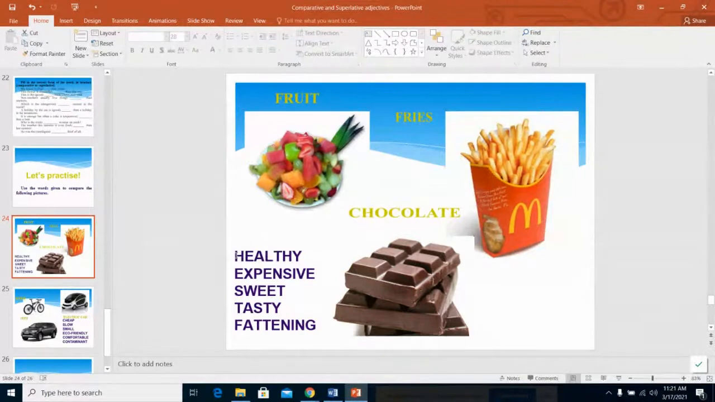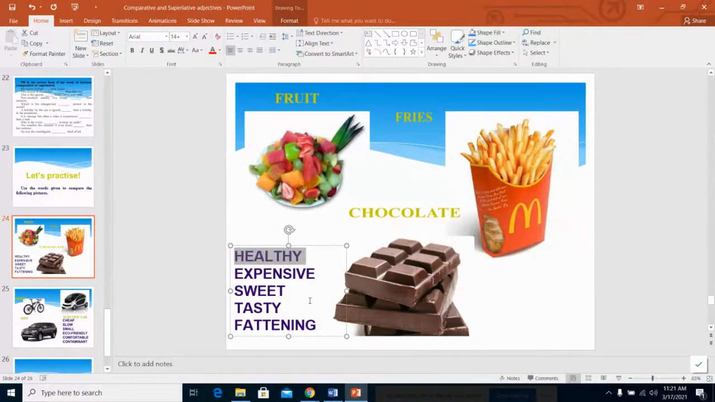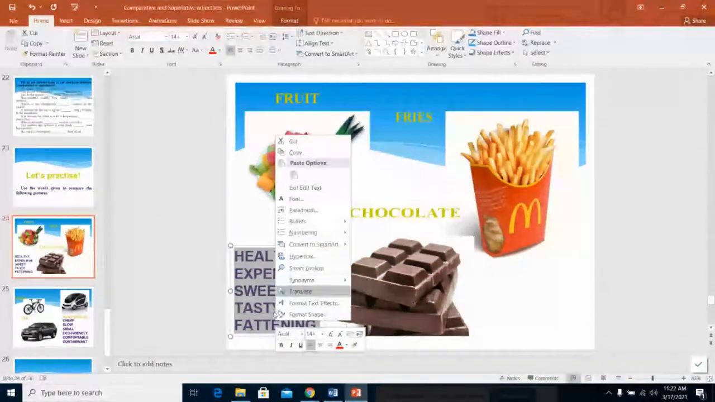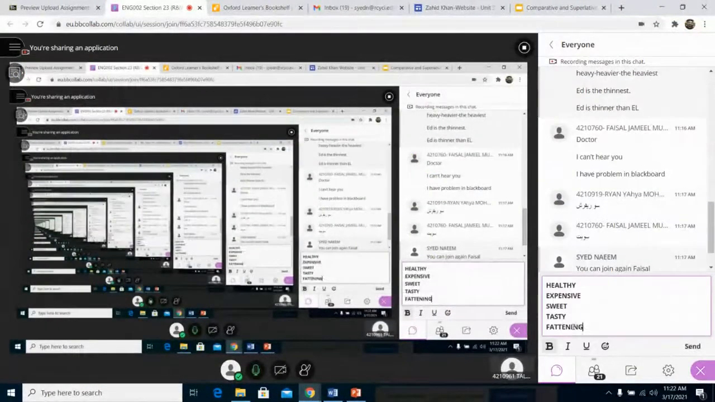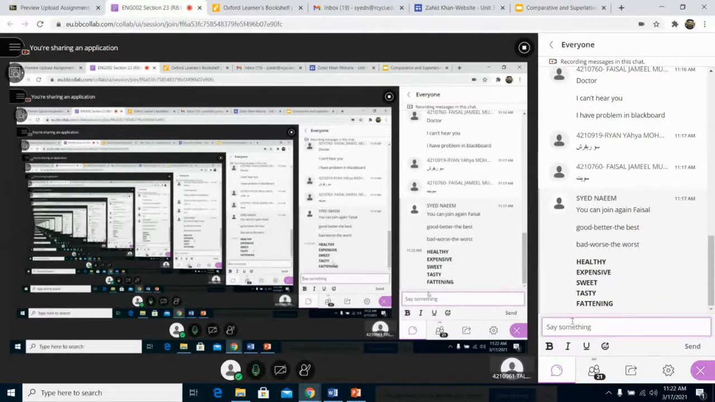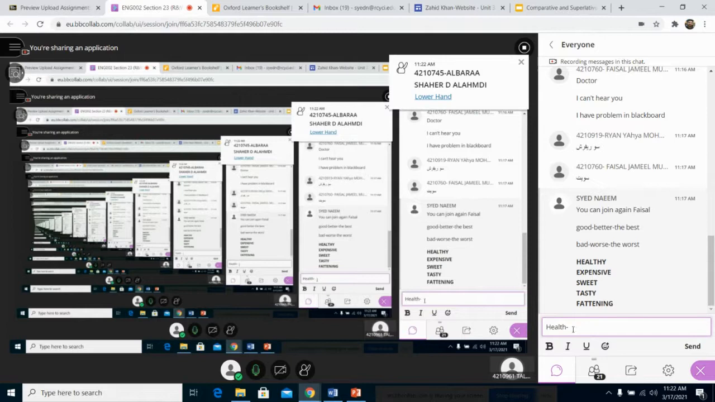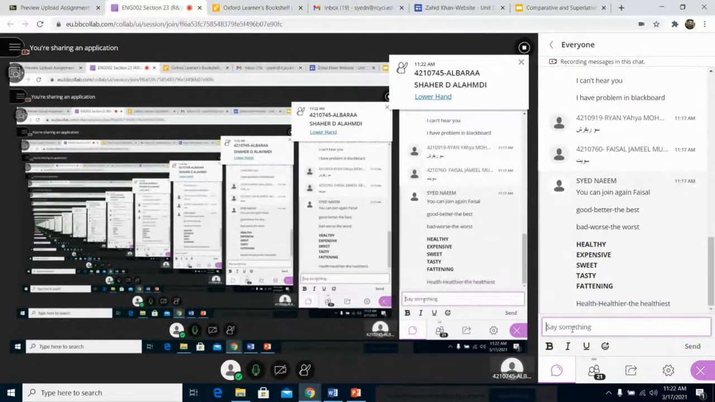Okay. Now, can you make these adjectives into comparative and superlative? I will write these adjectives down in the chat box, so we can quickly do this. Now these are five adjectives. Can you tell me, healthy, what do we change it into in the comparative? Yes, Alvara? The first word, healthy, healthier. And superlative, Alvara? The healthiest. Okay.